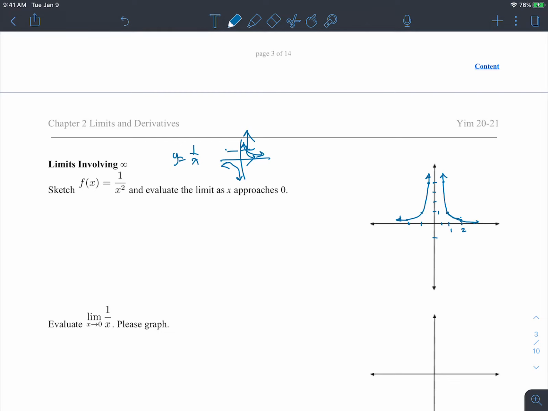Right, so the limit as x approaches 0 from the positive side is positive infinity, and the limit as x approaches 0 from the left-hand side of 1 over x squared is negative infinity. Therefore, we could say that the limit as x approaches 0 of 1 over x squared is indeed positive infinity. So technically, infinity isn't a fixed number, so this limit, as I mentioned earlier, does not exist.